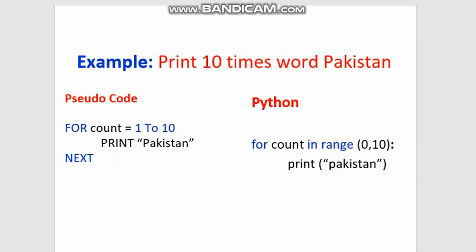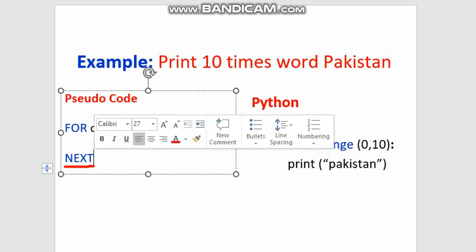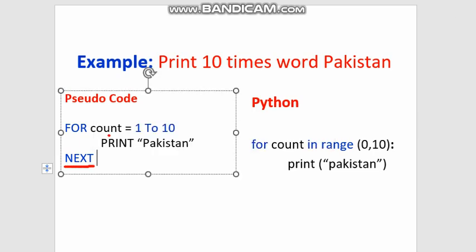Let's take an example. For variable count, starting from 1 to 10, print Pakistan. This loop will print the word Pakistan 10 times. And in the end you have to write a keyword next. It's not wrong to write over here the variable name which is used in the for loop, COUNT. It is also correct.